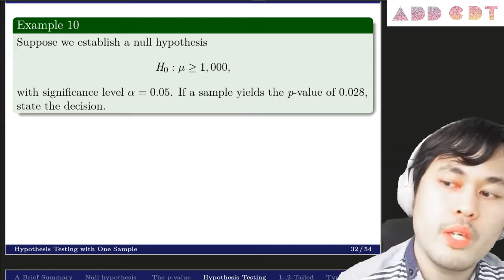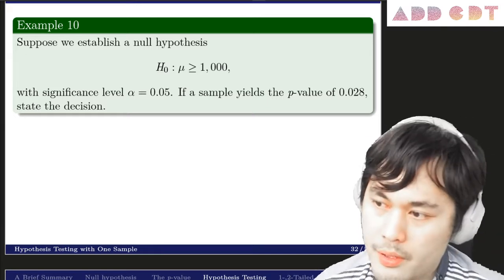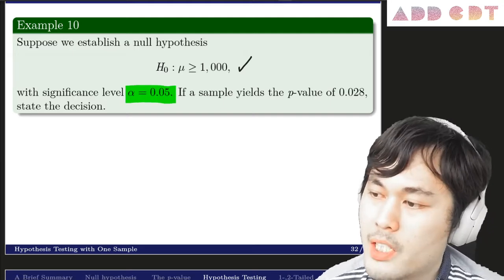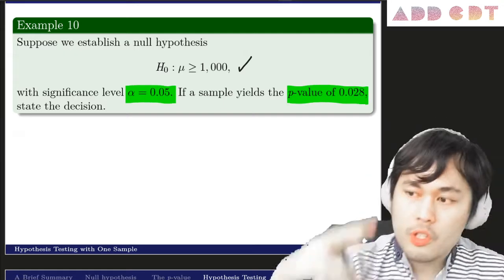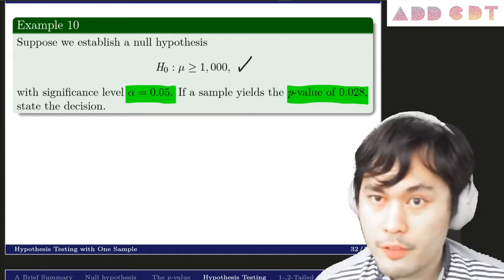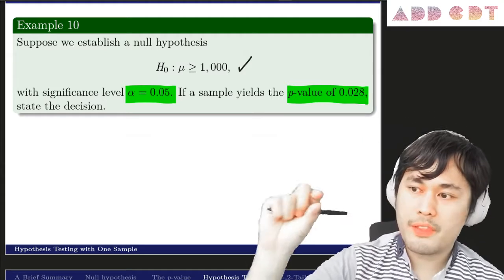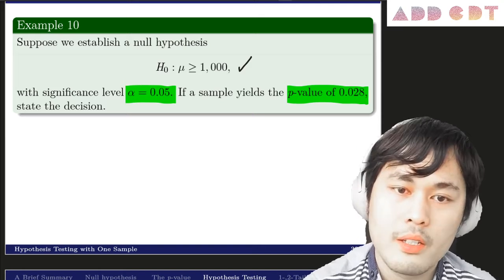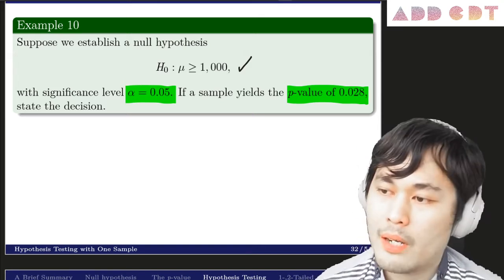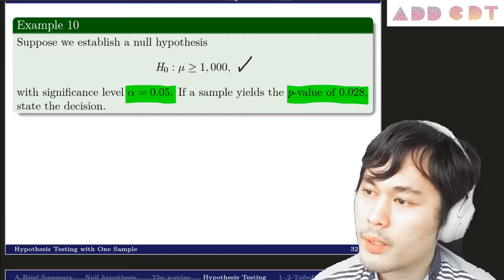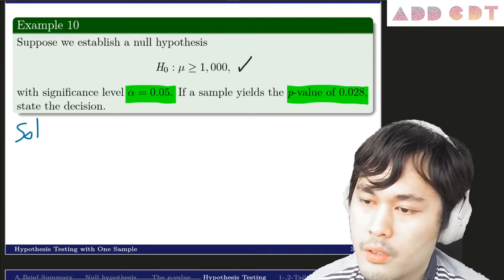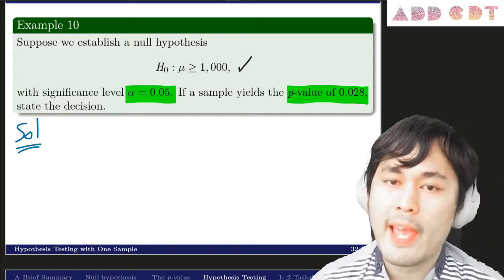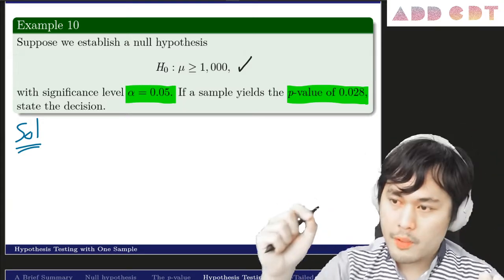So for this example, we have the null hypothesis, we have the alpha, and we have the p-value. Usually you have to compute the p-value yourself. But just for this section, let's say we get the p-value already. So what do we say about this hypothesis? What do we have to do here? We have to compare alpha with the p-value.